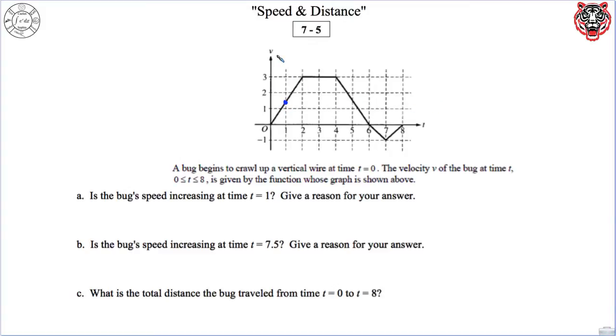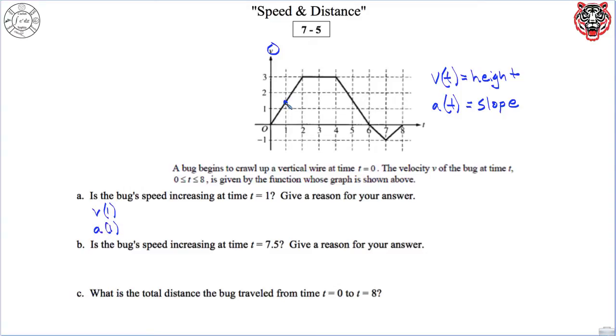Remember that this is a graph of velocity. That means if I'm looking for velocity, any velocity, that's going to be a height. And if I am looking for anything with acceleration, that's going to be the derivative of velocity. Derivative of height is slope. So I need to look at both the velocity and acceleration to see what's happening with the speed. So I need to look at the velocity at 1, and I need to look at the acceleration at 1.